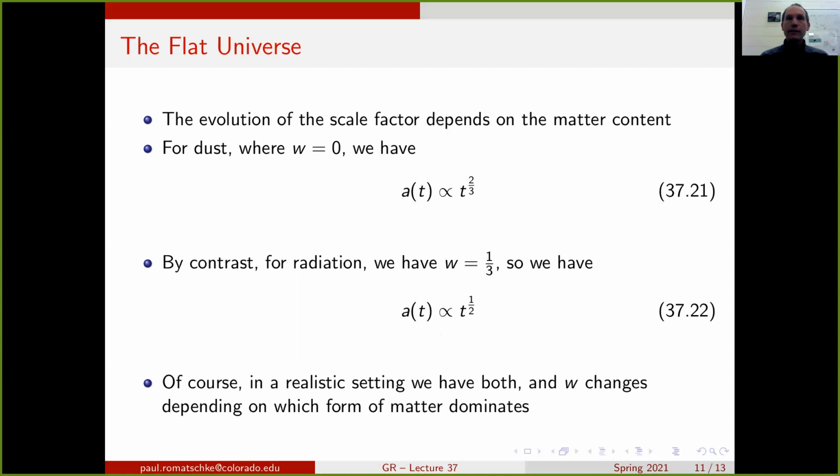Of course, in a realistic universe, we would expect there to be dust, radiation, and maybe some other forms of matter, with the effective w changing as a function of time, depending on which form of matter is dominating. If the universe was very hot at some point, then more probably radiation is dominating. If it is cold, like our universe today, then most likely dust is dominating.